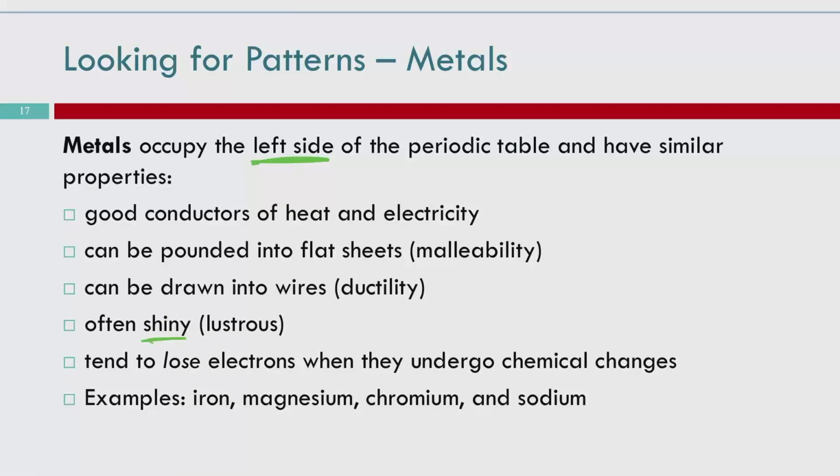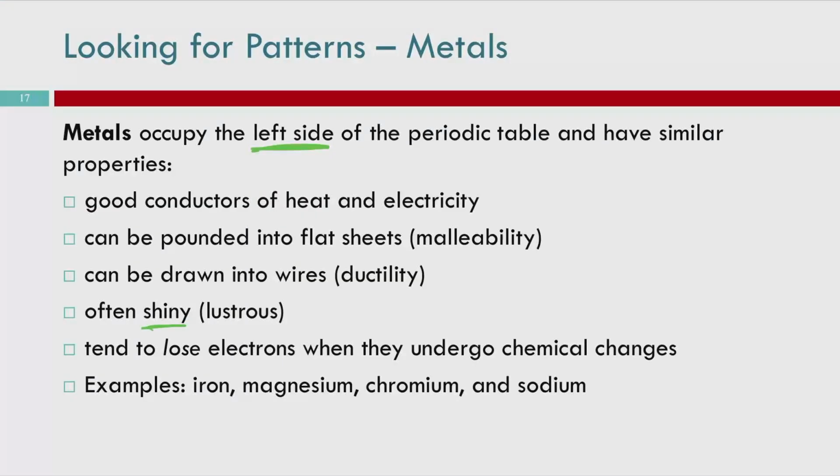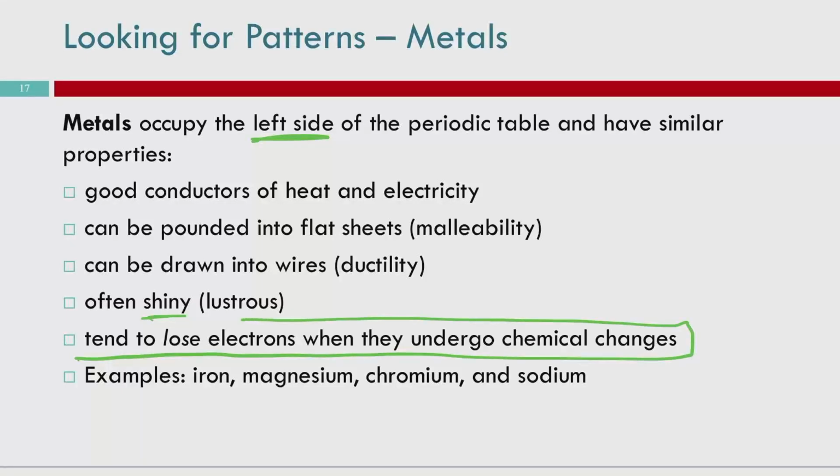We like shiny, so we like gold, silver, because they are shiny and they stay shiny. Silver not as much. And they also tend to lose electrons when they undergo chemical changes. Metals lose electrons in chemical changes.